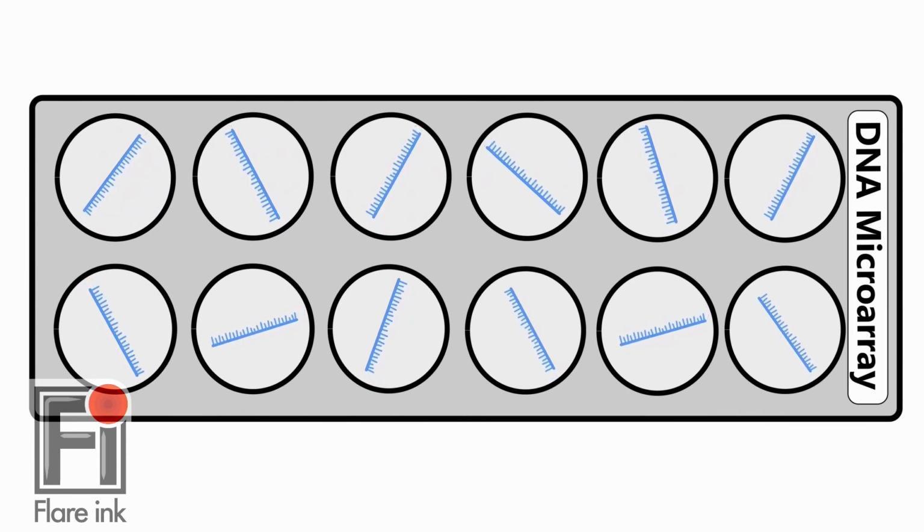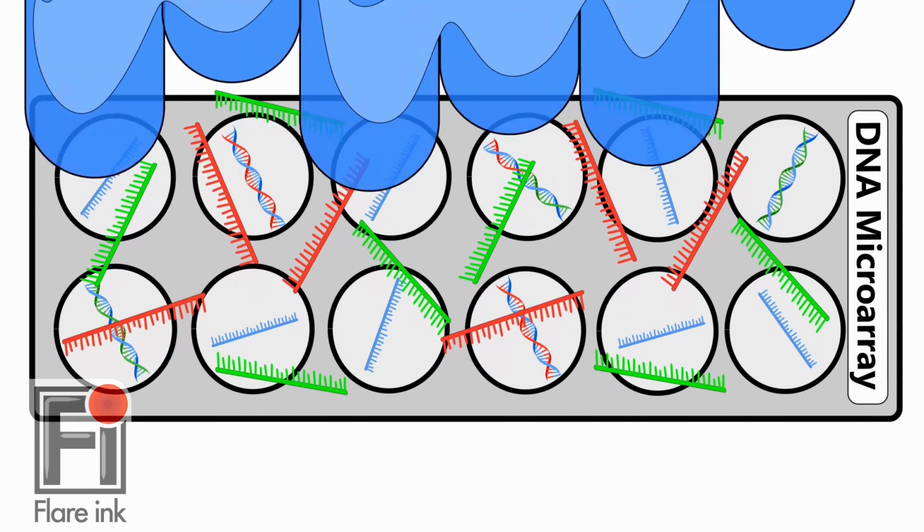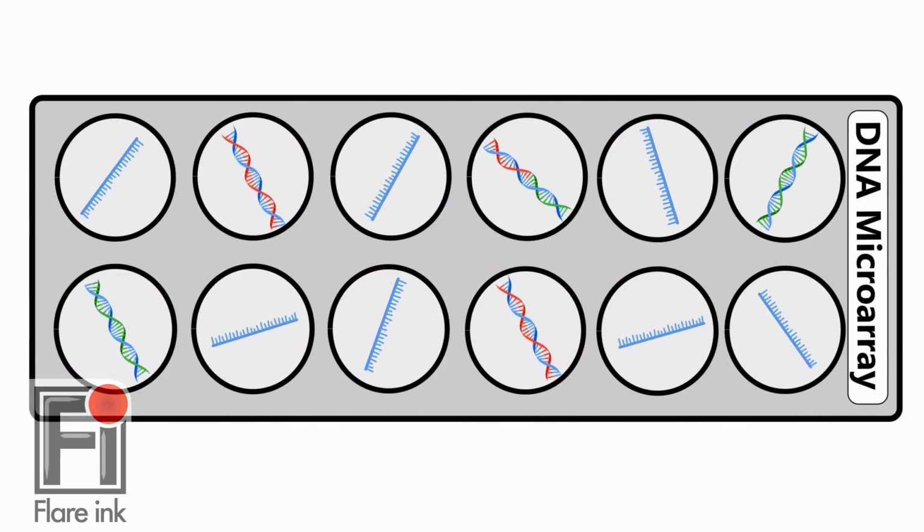A solution containing our samples is allowed to interact with our microarray. Our sample then hybridizes with the cDNA strands. The rest of our sample will be washed off. Now we proceed to identify which of these genes are expressed in our sample.